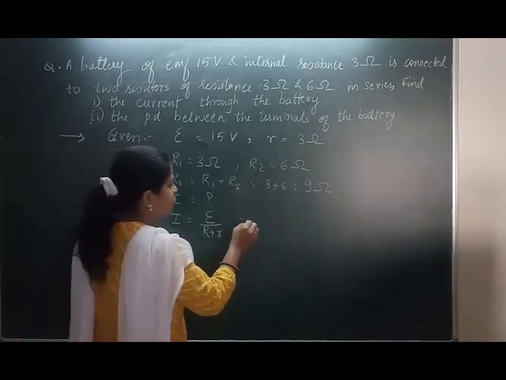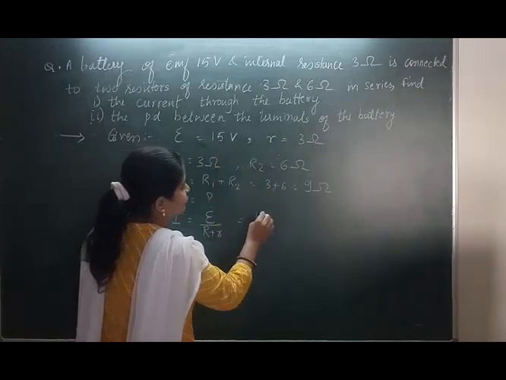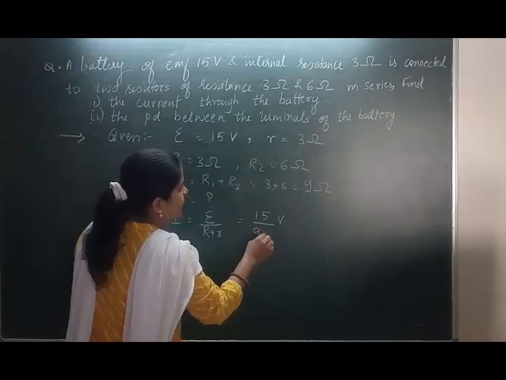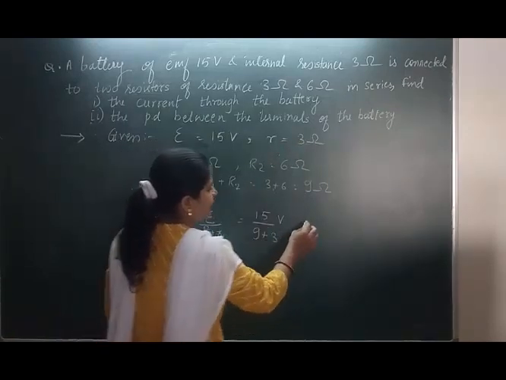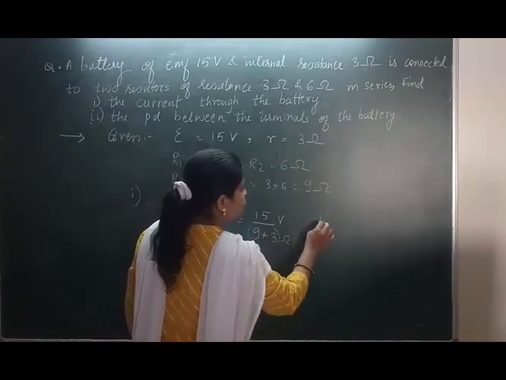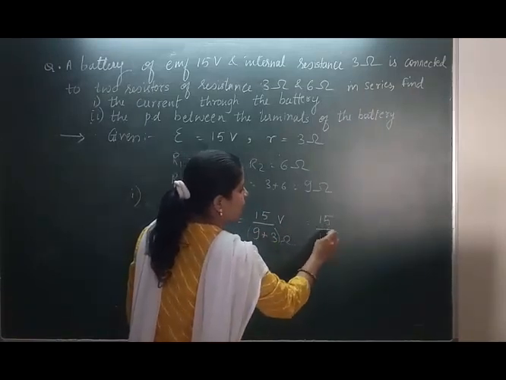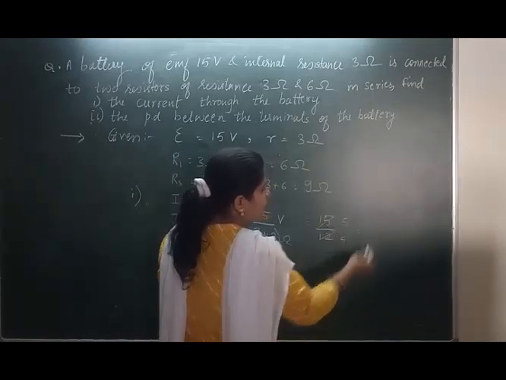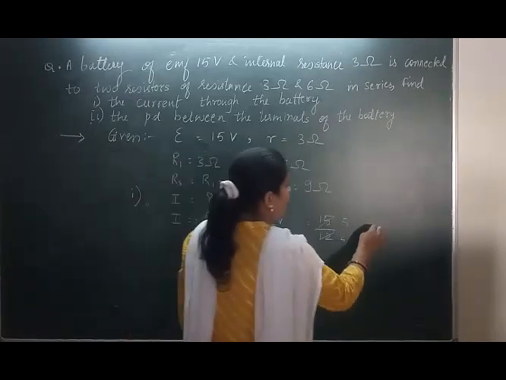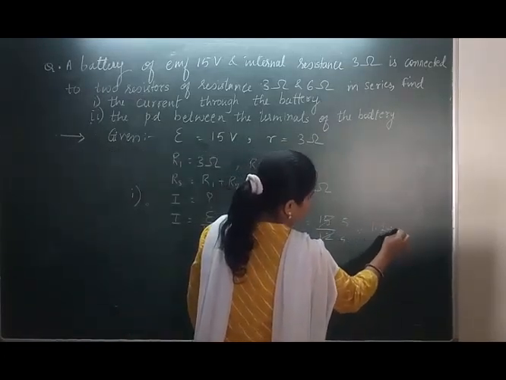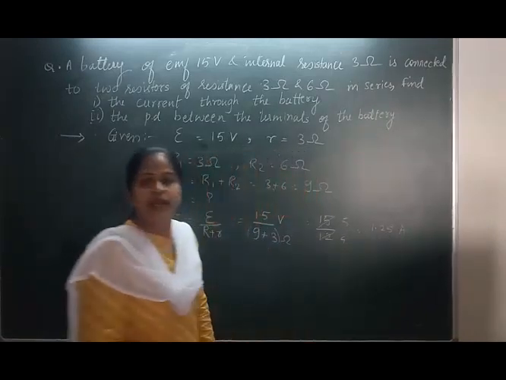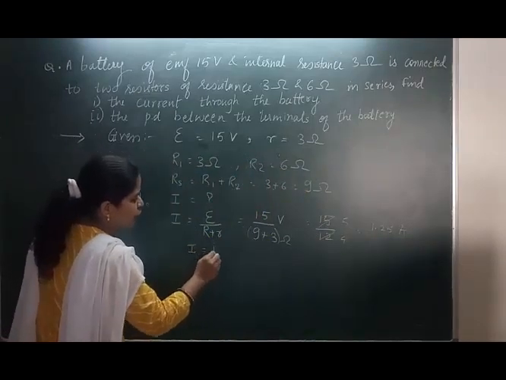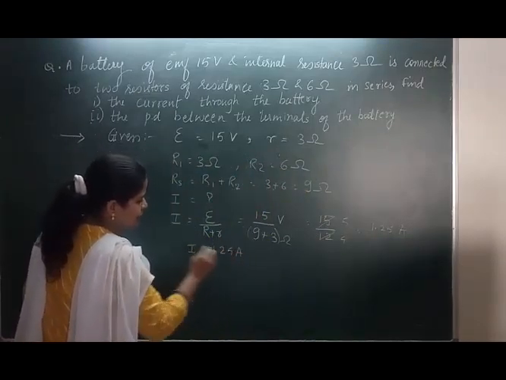So what do you get for the EMF value? It is given as 1.50 volt upon 9 plus the internal resistance 3 ohm. So it is 15 upon 9 plus 3, which is 12. So we get 5 by 4, and when you solve it, you will get 1.25. The unit is ampere. So the current value which we get is equal to 1.25 ampere.